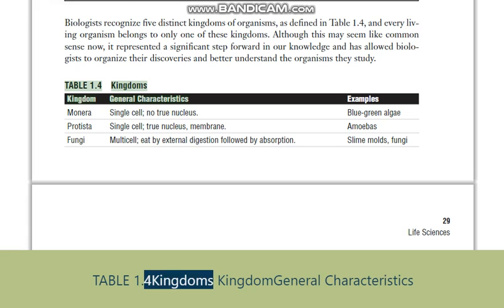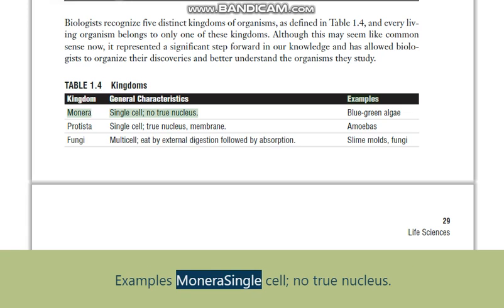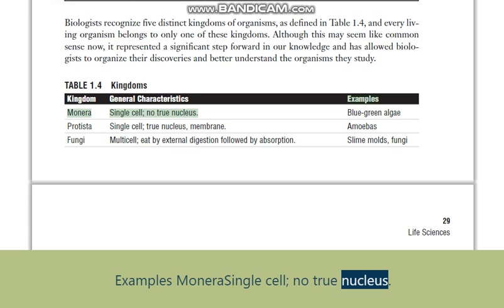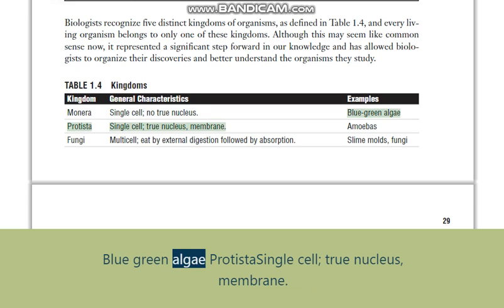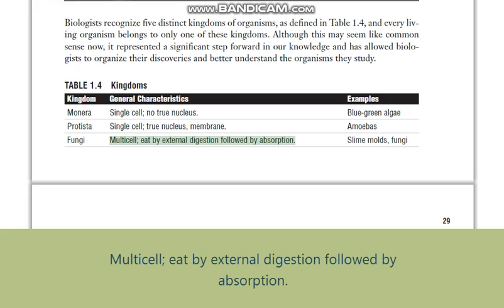Table 1.4: Kingdoms. Kingdom, general characteristics, examples. Monera: single cell, no true nucleus. Blue-green algae. Protista: single cell, true nucleus, membrane. Amoebas. Fungi: multicell, eat by external digestion followed by absorption.